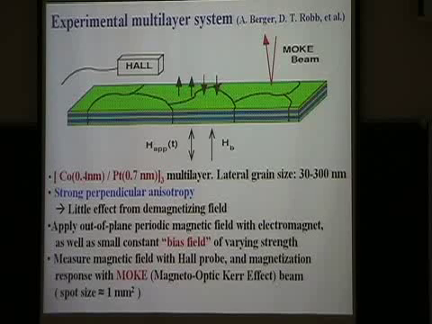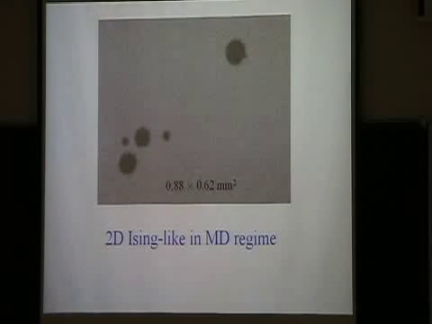Here's actually a picture of this system on the scale of about 1 square millimeter during reversal. So you see very good circular growth. This definitely looks very much like the Ising model or Avrami's law during switching.